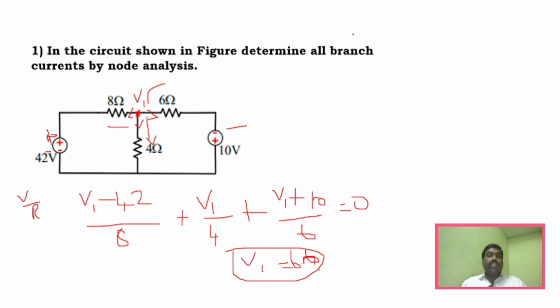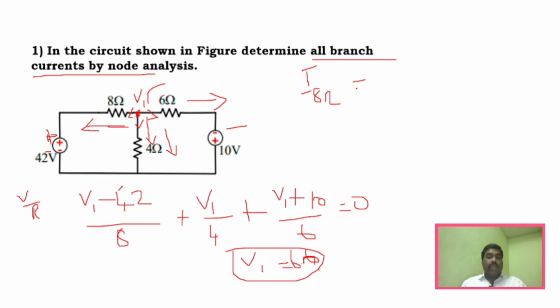Now what is the question they have given? They have asked you to find the current across all the branches. So you have to find the current flowing in this branch, in this branch, and in this branch. You have already written the equations for it. So you have to find I8 ohm. I8 ohm is this branch, right?